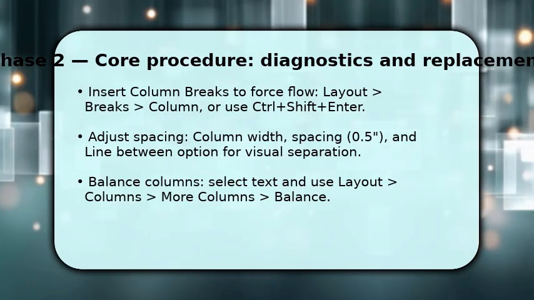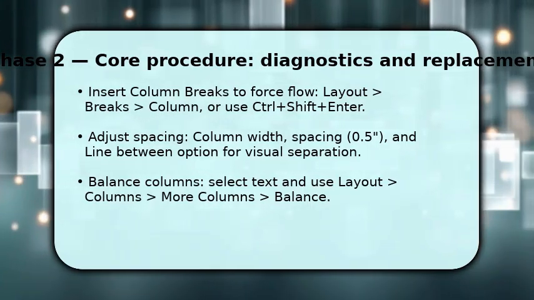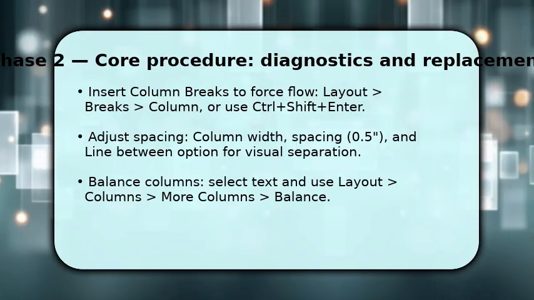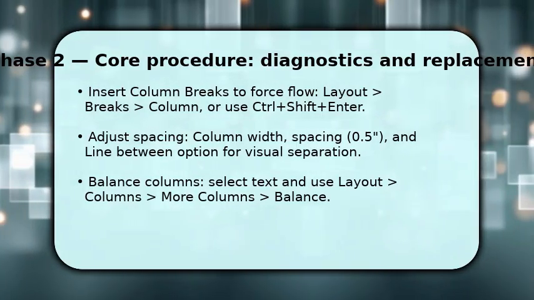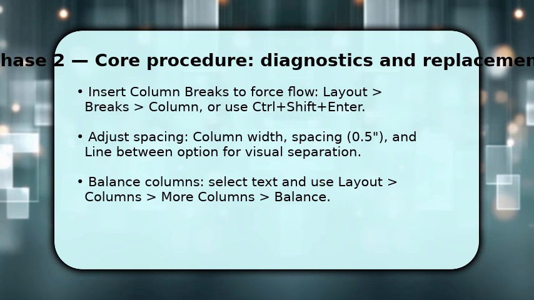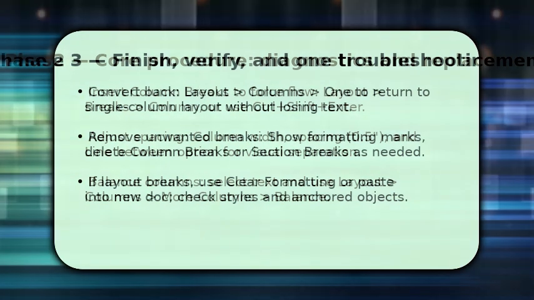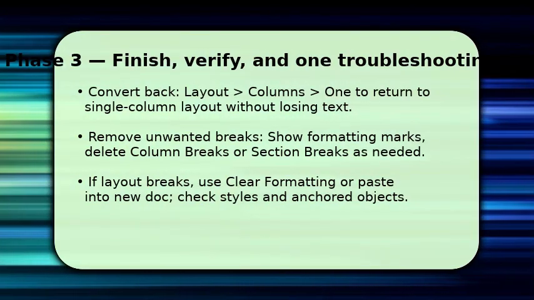Once content is laid out, select the multi-column text and choose More Columns Balance to equalize bottom lines. This removes awkward white space and keeps. To finish, inspect the last page and convert any sections back to single column if required. Layout columns 1 achieves that without deleting text.